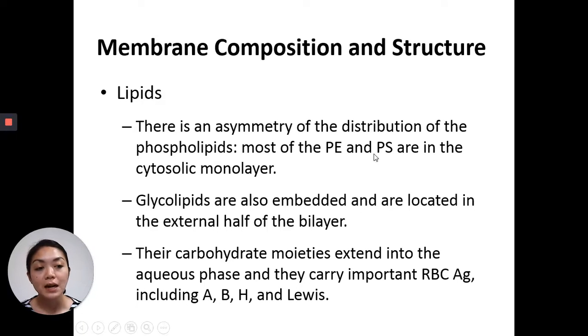So, ga-flip ni siya from inner to outer layer in cases where your red blood cells will participate in coagulation. So, this will be discussed naman when we go to platelets. No, kaya your platelets, white blood cells, have the same structure of membrane sa ilang, just like your red blood cell. So, phosphatidylserine is negatively charged.